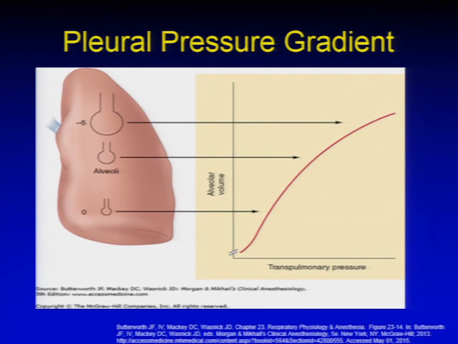Now, there is something called the pleural pressure gradient, and since the pleural pressure is more negative up high in the non-dependent areas of the lung, the alveolar volume is allowed to be greater because the atmospheric pressure doesn't have to push against a positive force. It's actually being sucked in by the negative pleural pressure. And therefore, the alveolar volume will be greater and more compliant in that region.